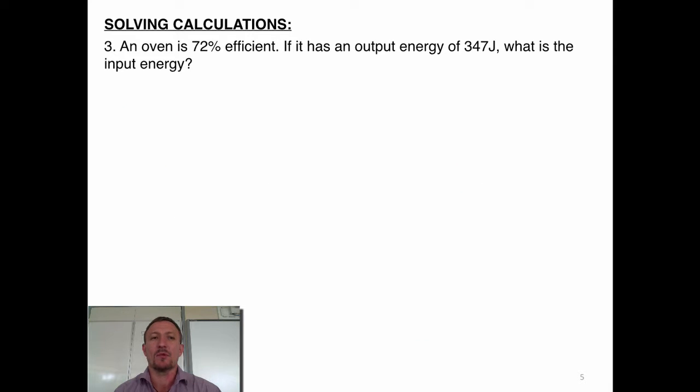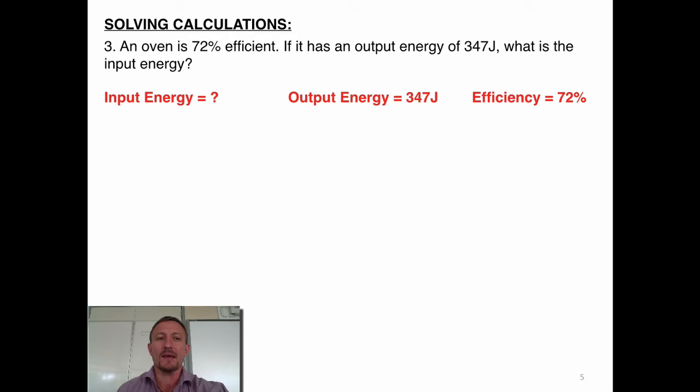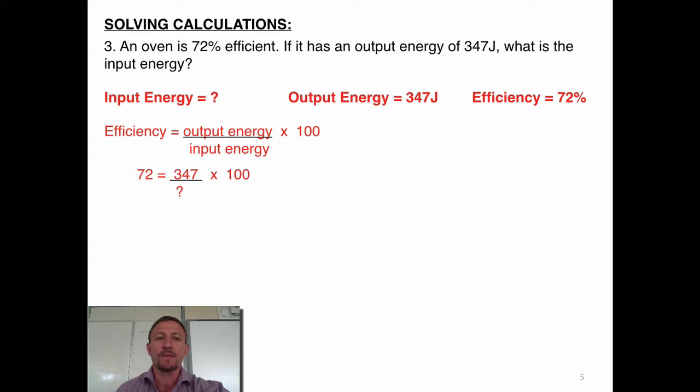Okay, the final example we've got is looking at calculating the input energy. We're given the efficiency, we're given the output energy, so we write down what we know, we're finding the input energy, our output energy is 347 joules, our efficiency is 72%. We're going to be using our efficiency equation, substitute in for what we know. We've got an efficiency of 72, an output of 347, and we've got 100, and we multiply it by 100. So what we want to do is to move the question mark over to the left-hand side.